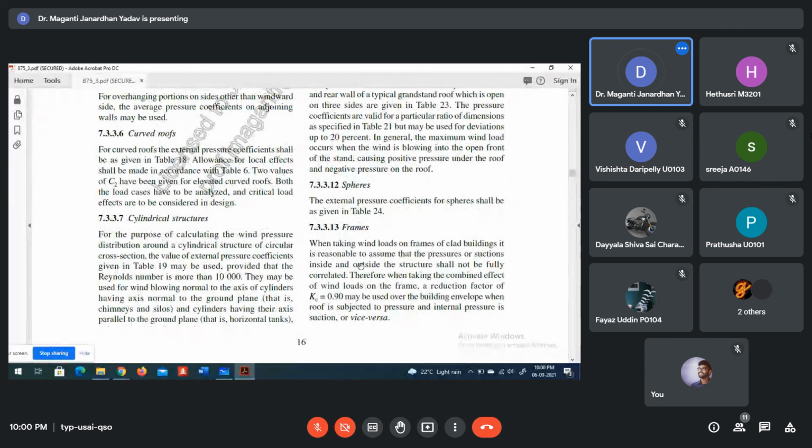Yeah, sorry. When taking wind loads on frames or clad buildings, it is reasonable to assume that the pressures or suctions inside and outside the structure are not fully correlated. Therefore, when taking the combined effect of wind loads on the frame, the reduction factor of 0.9 may be used for the building envelope when the roof is subjected to pressure and internal pressure is suction or vice versa. So that's why I have taken this 0.9.